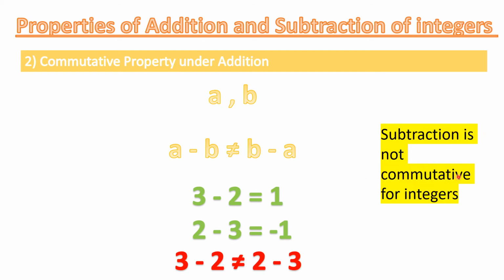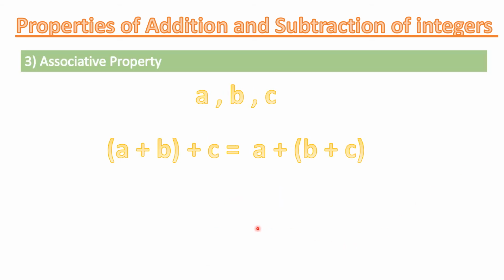So that means I can conclude that subtraction is not commutative for integers. Only addition is commutative for integers because a plus b is equal to b plus a. But a minus b is not equal to b minus a. So I can conclude that subtraction is not commutative for integers. Now next we have associative property. The third property is associative property.